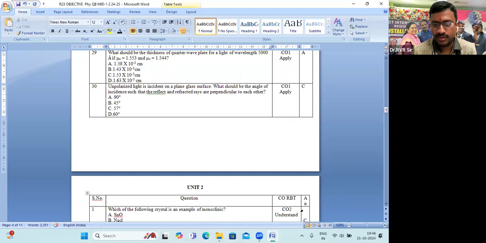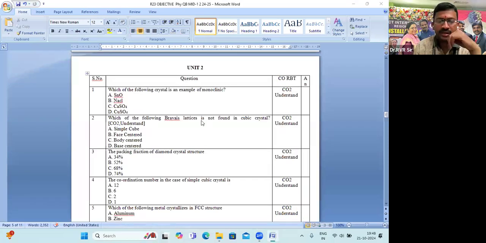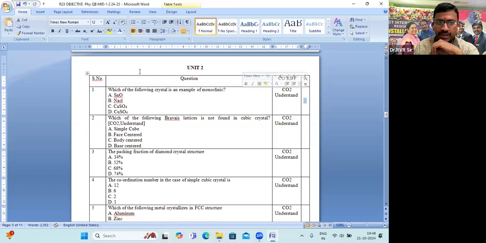So we are having, yeah, now the multiple choice questions on unit 2. Which of the following crystal is an example for monoclinic? Already we discussed these examples of monoclinic in our regular classroom. Just look at the option. C is the right answer, CaCO4.